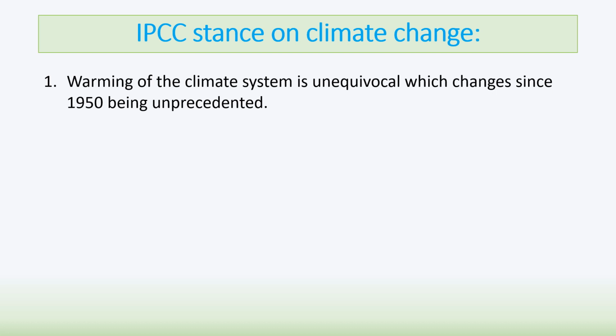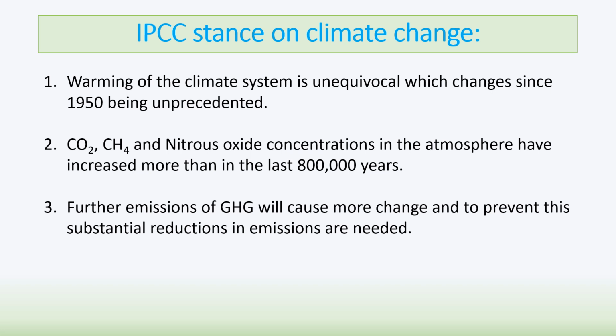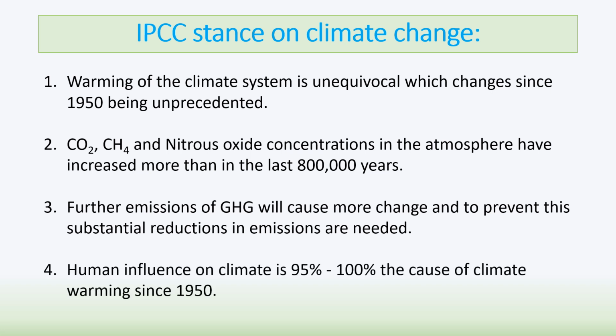So currently the IPCC, the Intergovernmental Panel on Climate Change, stance is that warming of the climate system is unequivocal, with changes since 1950 being unprecedented. The main gases have increased in the atmosphere more since 1950 than in the last 800,000 years. Further emissions of greenhouse gases will cause more change, and we would have to reduce emissions substantially if that is going to be prevented. And human influence is a 95 to 100% chance to be the cause of climate warming since 1950. How do we know this?